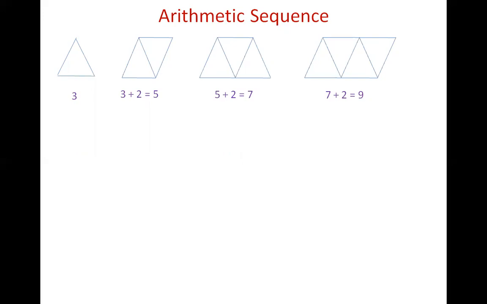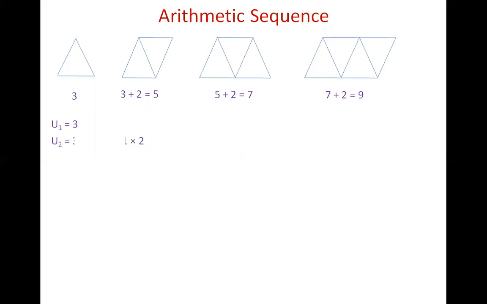Here, starting with 3 and each term thereafter is 2 more than previous term. So the list of numbers forms an arithmetic sequence. The fixed number added is called the common difference. That is, here 2 is the common difference. Let us find the nth rule for the sequence.